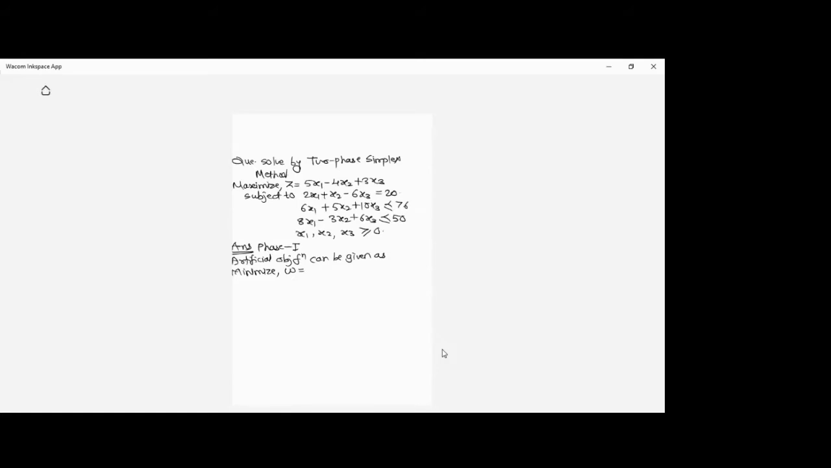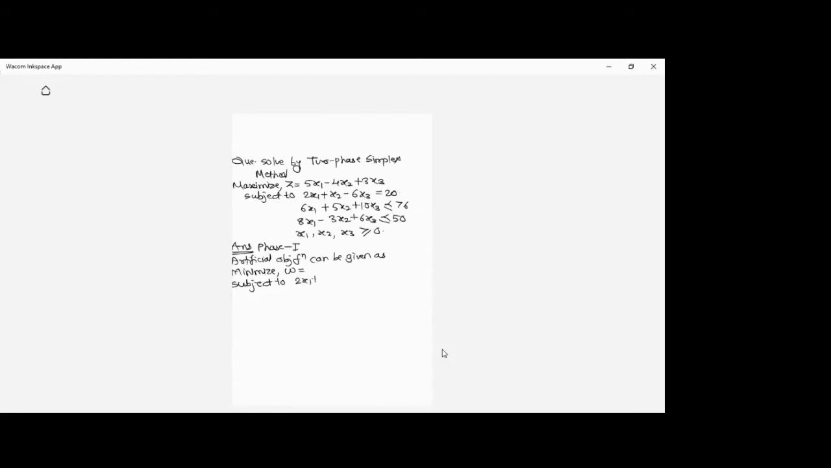Prior to that, we are going to concentrate on the constraints. Subject to 2x1 plus x2 minus 6x3 is equal to 20. So that is the case with us. What we are going to do here: it is an is-equal-to sign, right? So we'll be using the artificial variable.